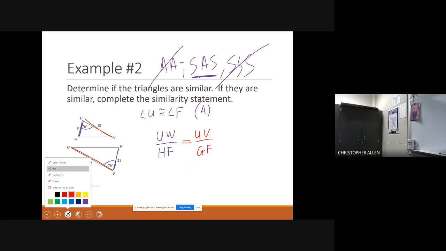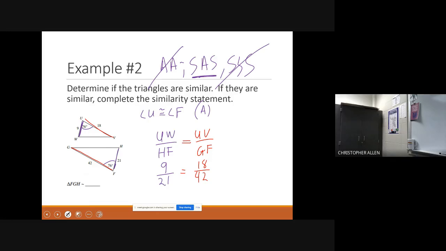So what was UW? Well, I think it was 9. What was HF? Well, I think it's 21. And by the way, what I'm saying is these mean lengths, right? So that's what we're talking about. What's the length of UV? Well, that's 18. What about GF? 42. How do we check to see if this is a true proportion?